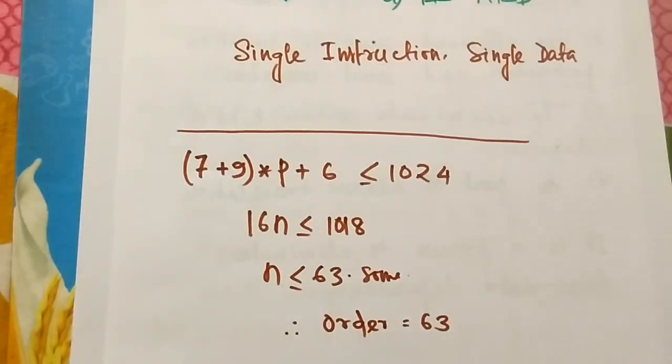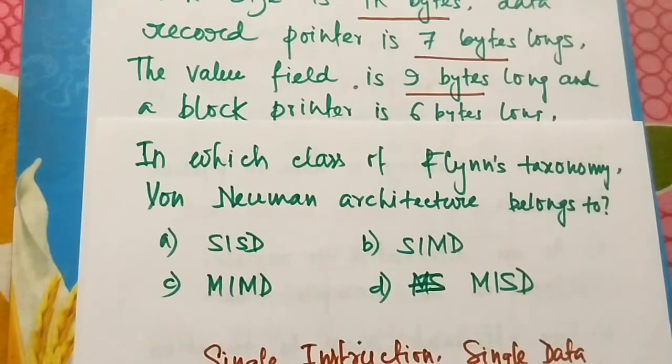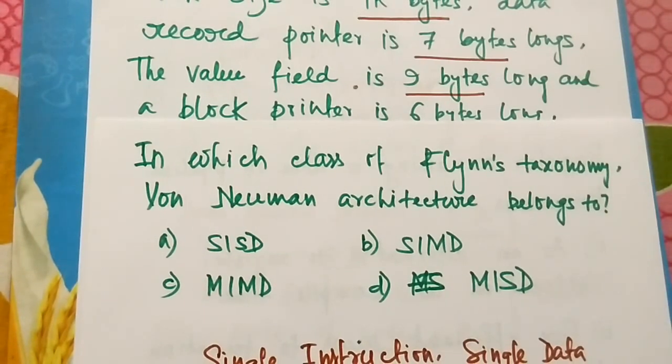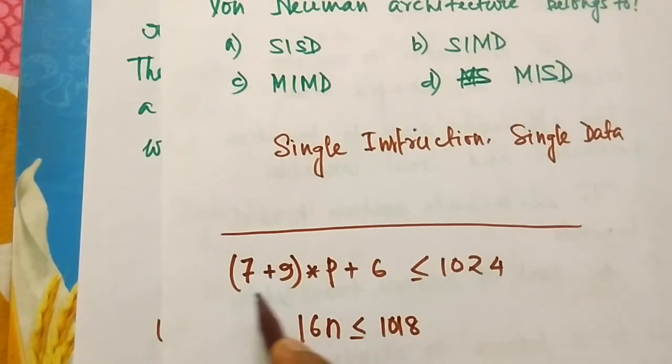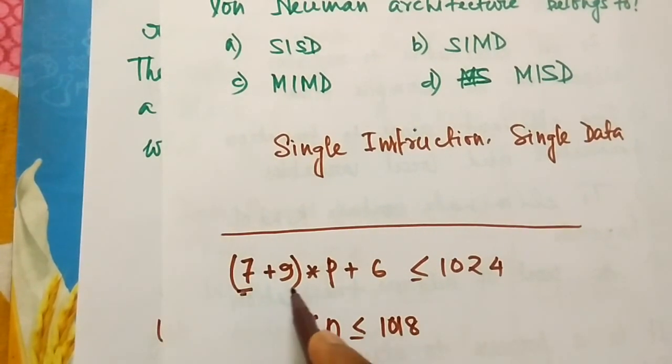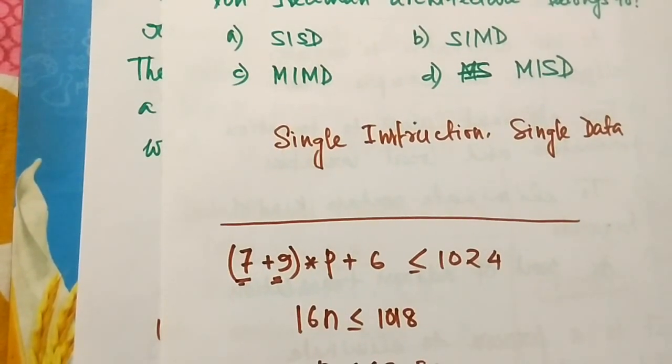It is mentioned that the pair is formed by value plus data pointer. So the size of the pair will be the size of the value plus the size of the data pointer, that is 7 bytes and 9 bytes. So one pair has 7 plus 9 bytes, and we take that the order of the leaf node is P.